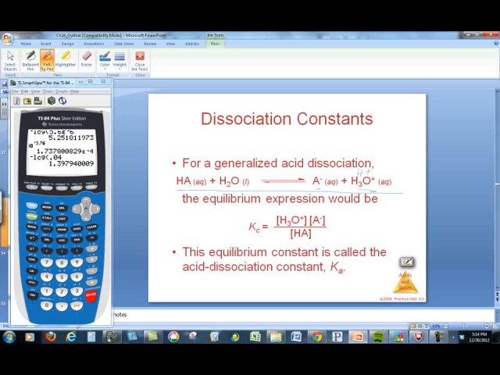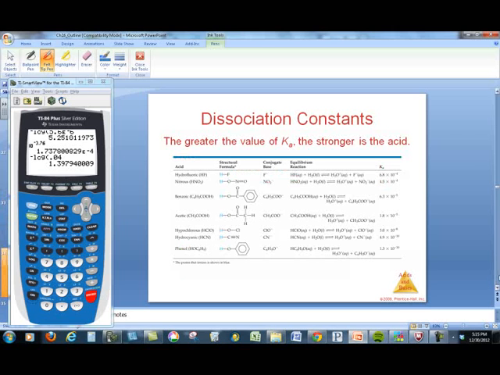And we call this, because it's special, the Ka, or the Kc, but the Ka is specifically the acid dissociation constant. And the stronger the acid, the higher the Ka. And these are all, in fact, on this table here, these are all weak acids, right? Because if it's a strong acid, they completely dissociate. Okay, so these are weak acids.